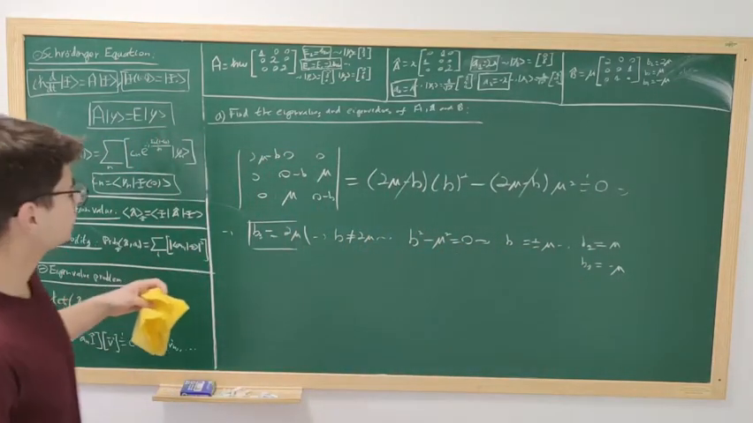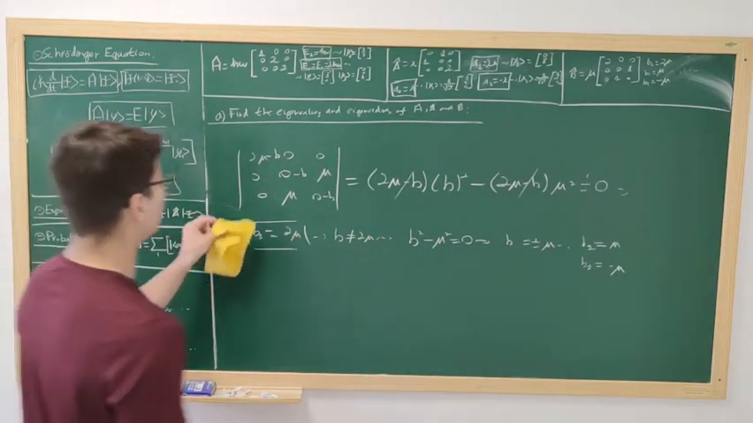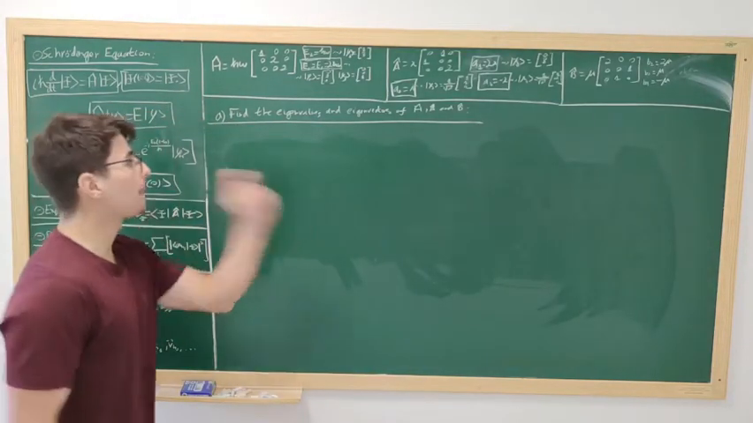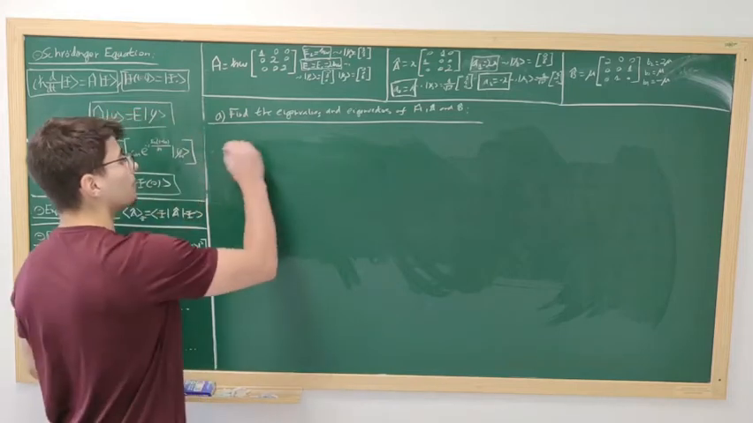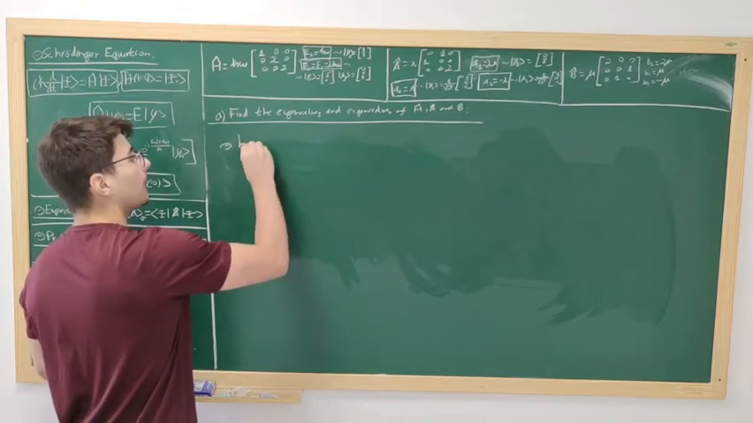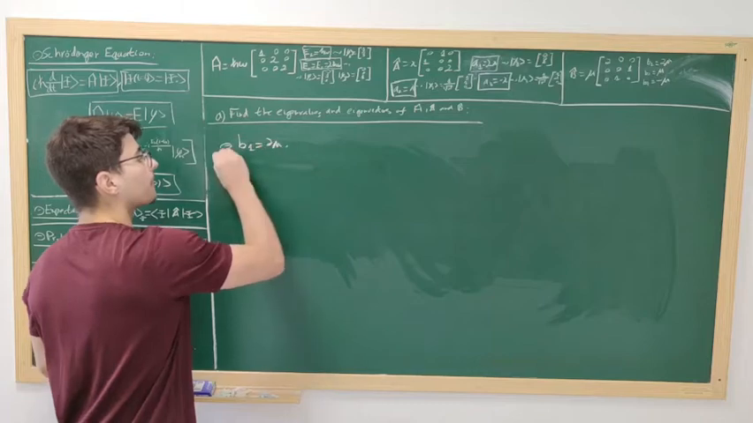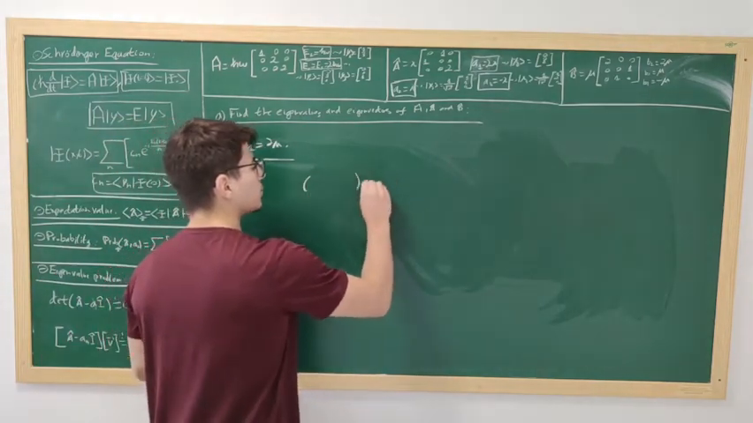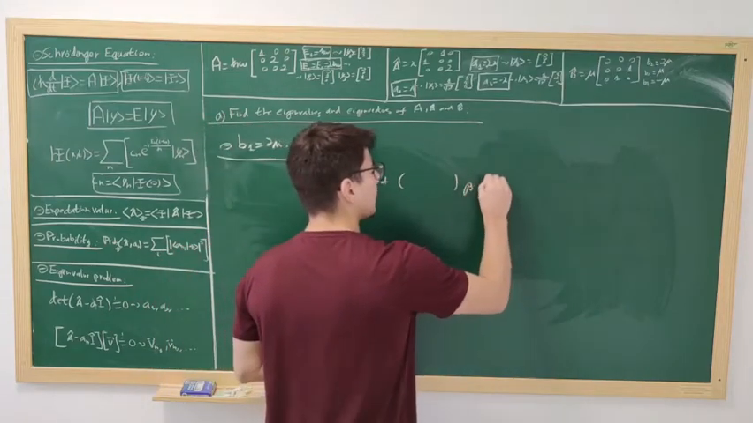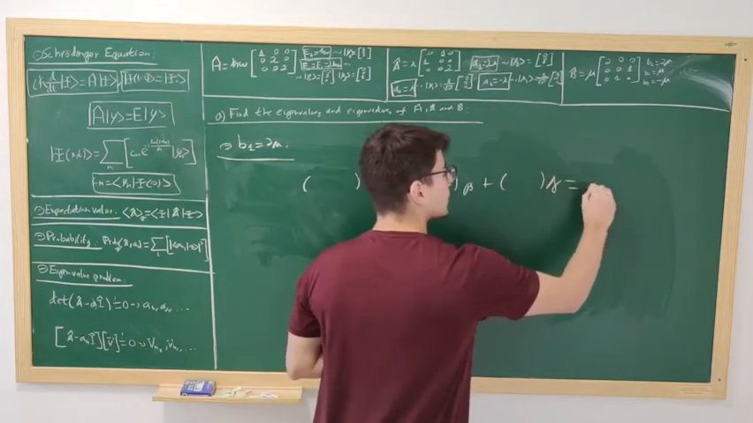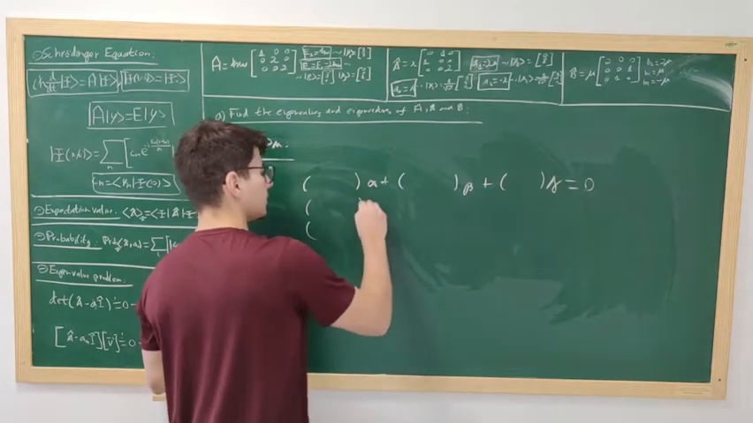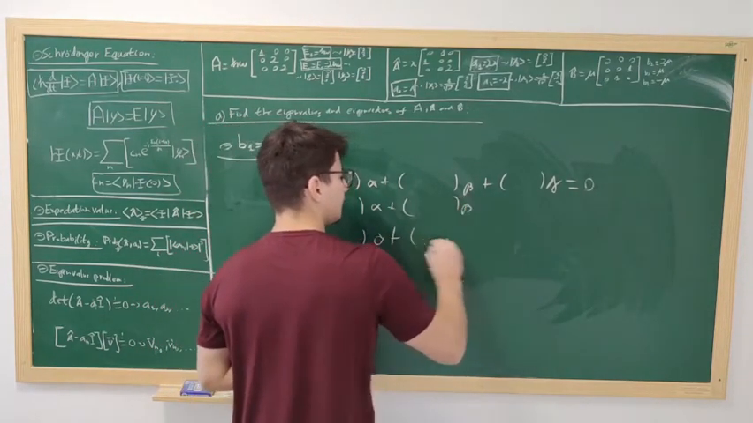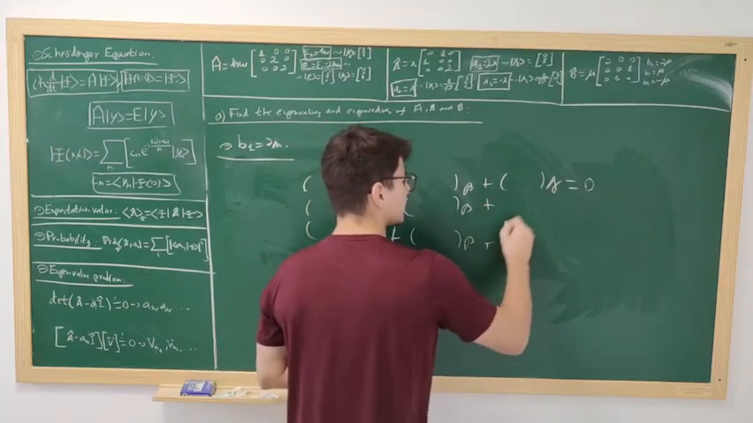Now, what's next? We have to find the eigenvectors. The first eigenvector is the eigenvector associated with b1 equals mu. So if we consider b1 equals mu, then our system of equations, as always, is alpha, beta, gamma, this is 0.